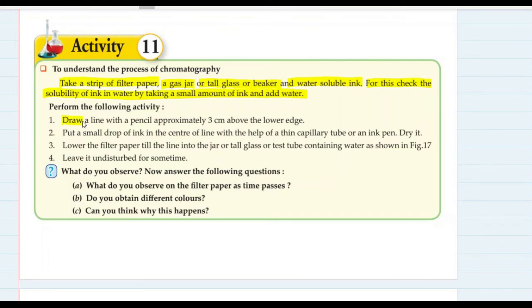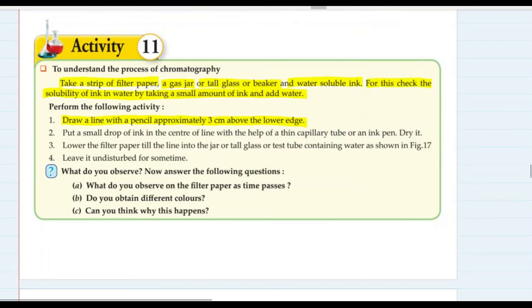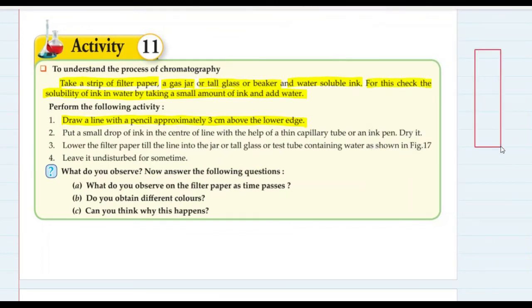Now, you need to draw a line with a pencil approximately 3 centimeter above the lower edge of the filter paper. So if let's say this is your filter paper, you will draw a line with a pencil approximately 3 centimeter above its lower edge. This is 3 centimeter. Okay, you will draw a line here.